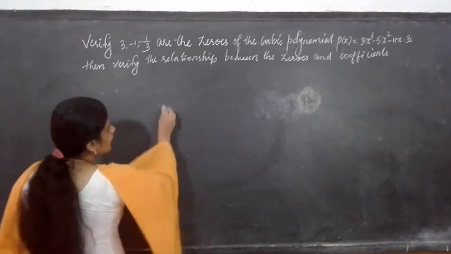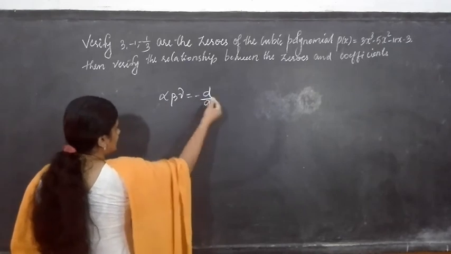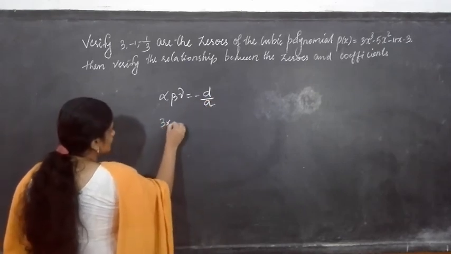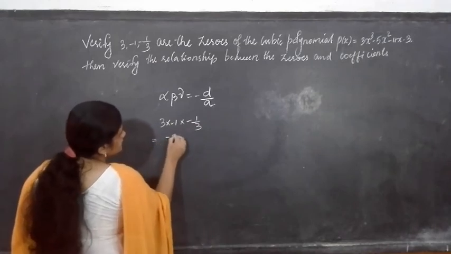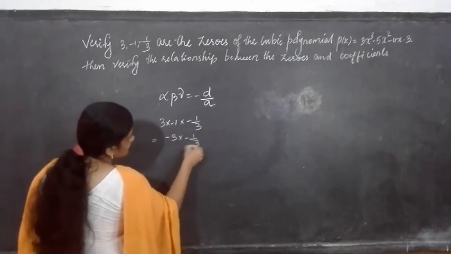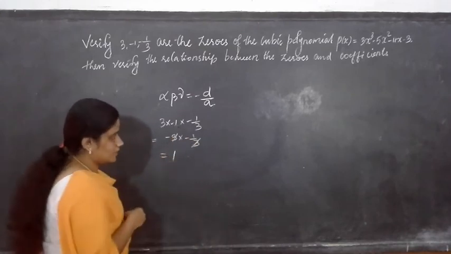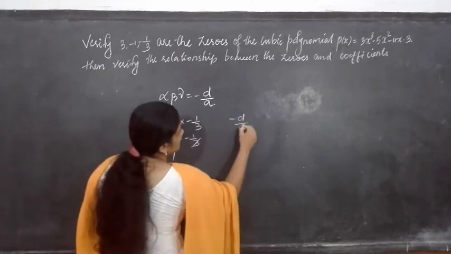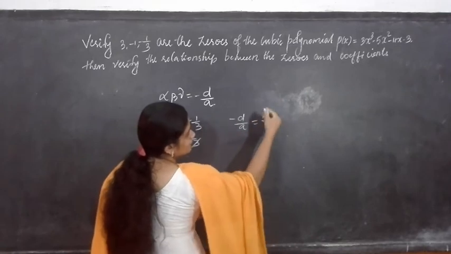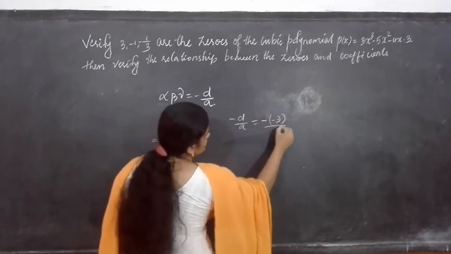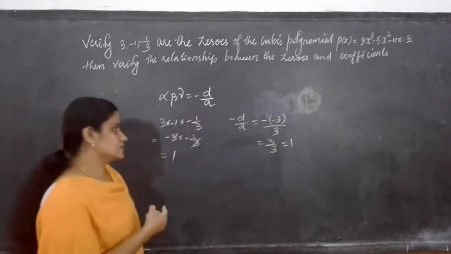Now the last one: alpha beta gamma is equal to minus d by a. That is 3 into negative 1 into negative 1 by 3. So children, what do you have? 3 into negative 1 is negative 3, into negative 1 by 3. 3 gets cancelled, and we get 1. Now, negative d by a: negative, minus, then d is negative 3, so 3 by 3, that is equal to 1. Hence this is also verified.